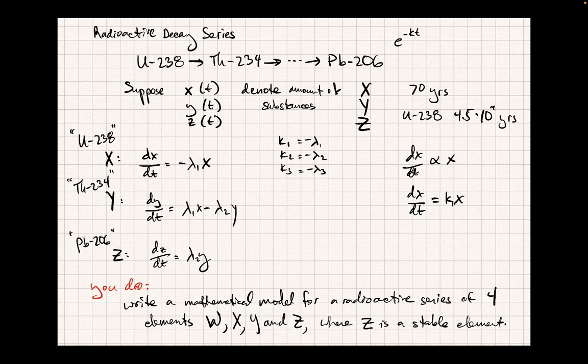This is why we want the minus sign. X is losing atoms to its own decay, and at the same time it's gaining atoms from the previous step. It's not losing atoms from the previous step, it's gaining atoms from it. Element W is decaying into element X, not directly into element Y.